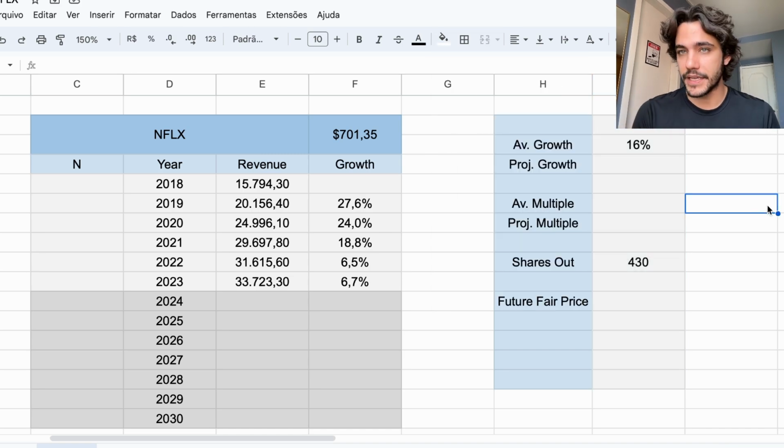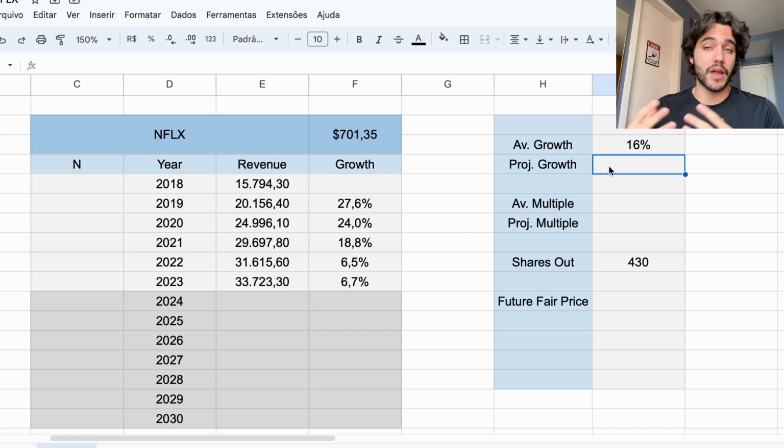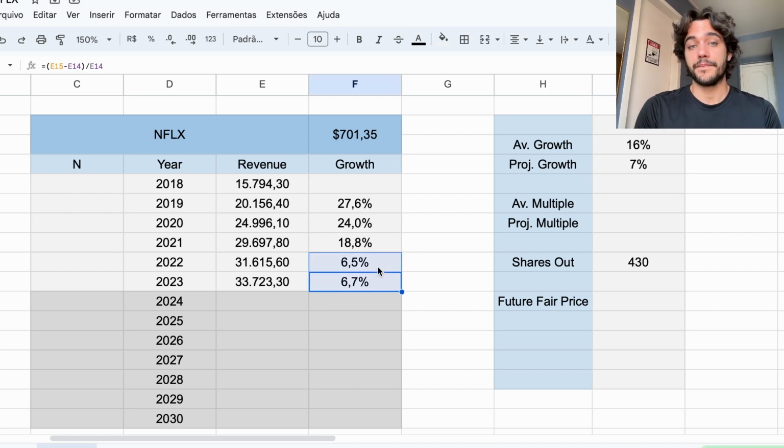Great. Now let's start to play a little with some numbers. As we've seen, Netflix has been growing at an average rate of 16%. So let's project here. I always prefer to project lower numbers, more conservative premises. So let's say in our projection that Netflix is going to grow around 7% on average for the next 7 years, until 2030, just as they did in the last 2 years.